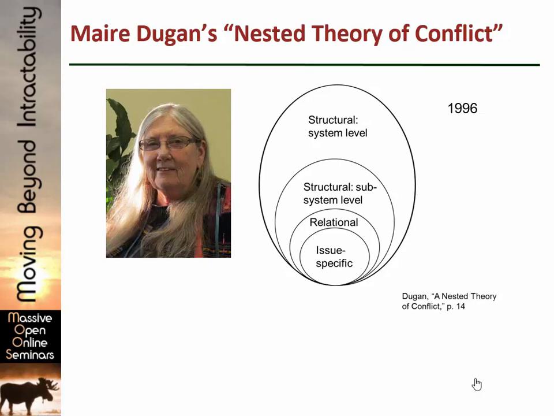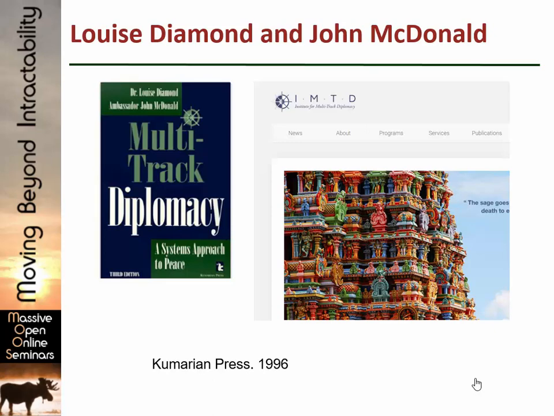Maire Dugan is another colleague of ours who developed a very important notion of the nested theory of conflict in 1996. I'm not going to give details about that because I have a whole separate post on it, but again, her idea, which has been built upon heavily, is now 20 years old. Also in 1996, Louise Diamond and John McDonald developed the notion of multi-track diplomacy, which led to the Institute for Multi-Track Diplomacy, which is still operating, and a lot of utilization of that concept in peace building all over the world.